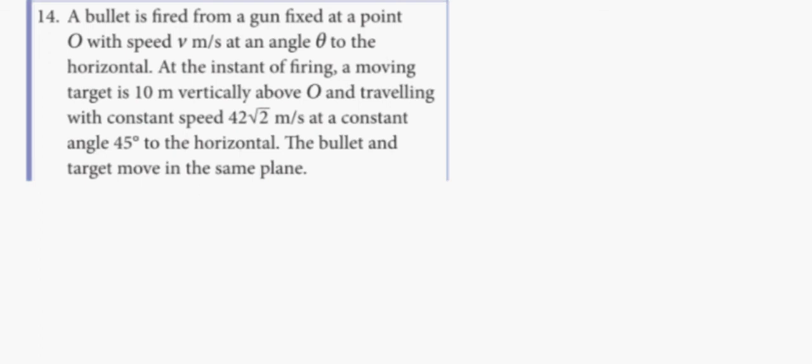A bullet is fired from a gun fixed at point O with speed v m/s and angle theta to the horizontal. At the instant of firing, a moving target is 10 meters below O and is traveling with constant speed 42 root 2 at a constant angle 45 degrees to the horizontal. The bullet and the target move at the same speed. Ouch. That's a hard one to explain, isn't it?